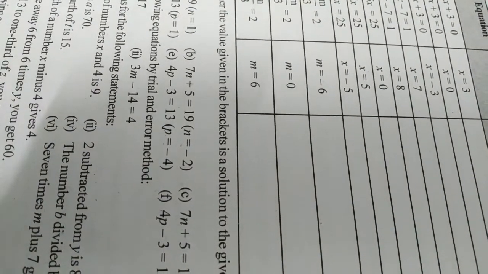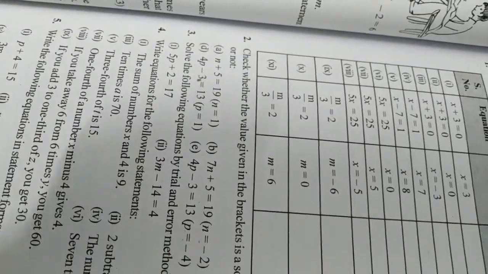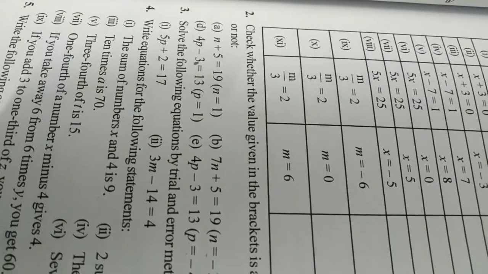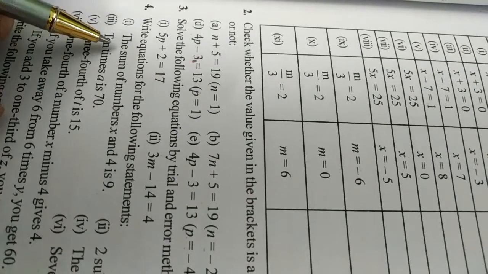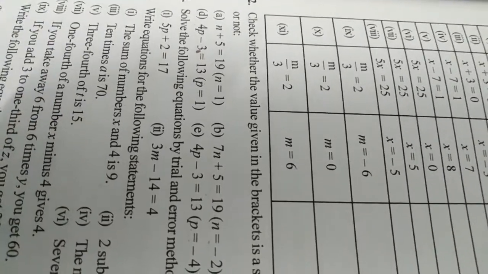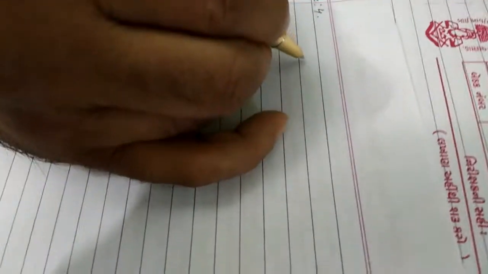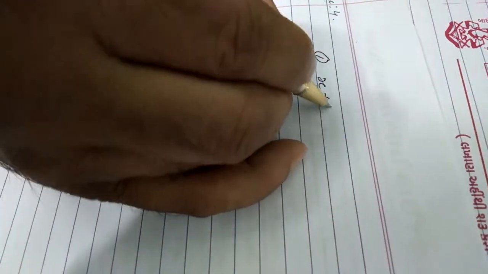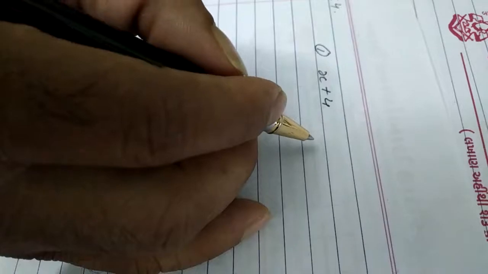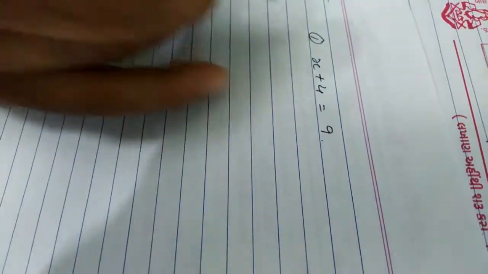Now we'll go with example number 4. Write equation for the following statements. See the first, the sum of number x and 4 is 9. The sum of which are the two numbers? X and 4. So we can say x plus 4. Sum means what? Addition, right? And the sum of numbers x and 4 is 9. So x plus 4 is equal to what? 9. Got it?